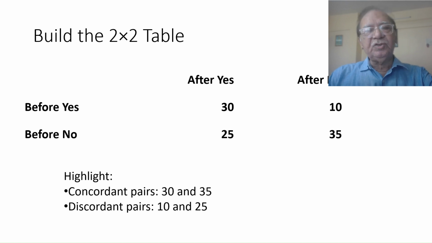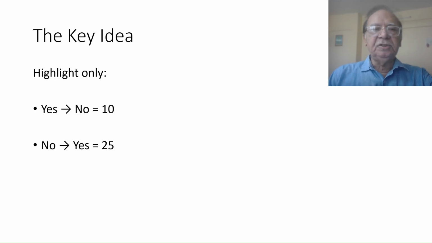Unlike the chi-square test, McNemar's test ignores the diagonal cells. The test focuses entirely on individuals who changed from one category to the other. McNemar's test uses only the discordant counts represented by B and C.